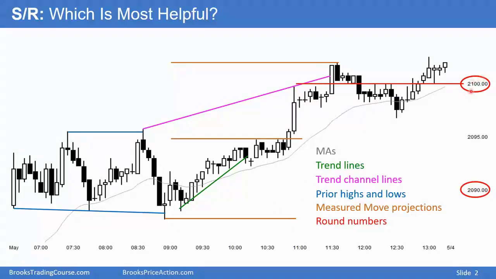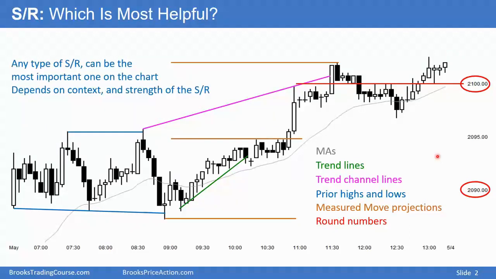Big round numbers, 2100, and then a smaller round number, 2090, 2080, 2070. You can see the market raced up to the big round number, tried to break above it, pulled back, tried to break above it a second time, tested it, bounced again. Which one's the most important? Well, any type of support and resistance can be the most important one on the chart. It depends on the context, and it depends upon the strength of the support and resistance.